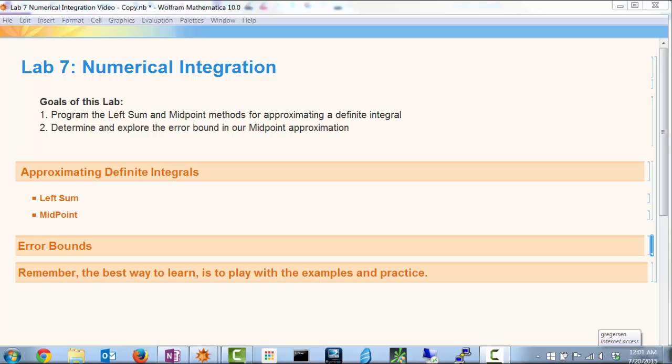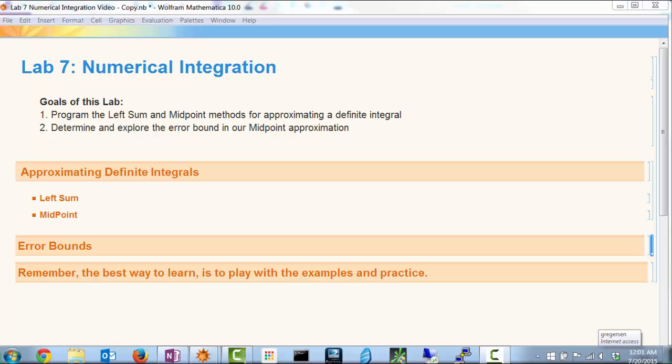In this video we're going to have a quick tutorial on numerical integration. Specifically we're going to program the left sum and midpoint methods for approximating a definite integral. We're also going to talk a little bit about establishing and then exploring an error bound for our midpoint approximation. So we'll start by looking at the left sum.